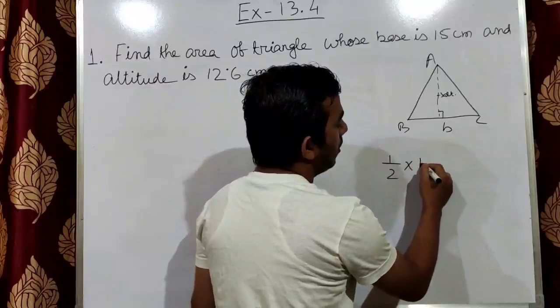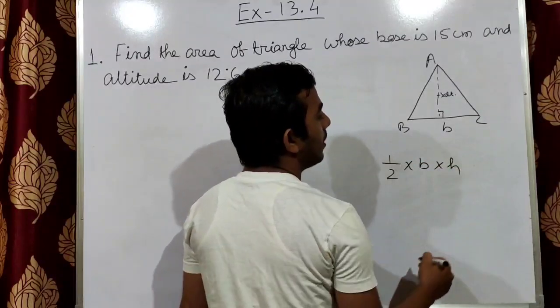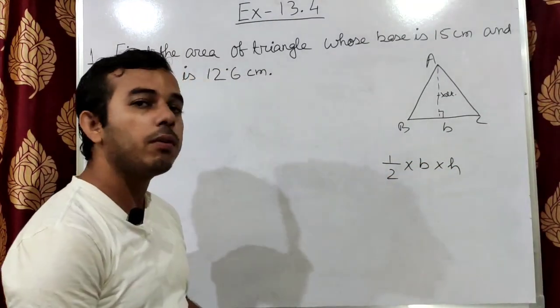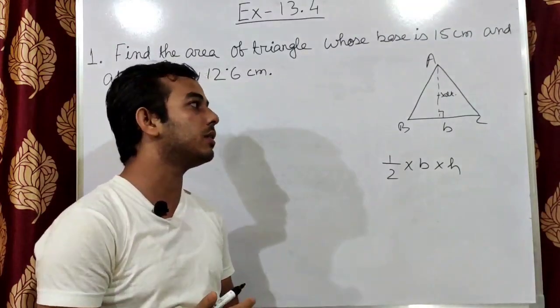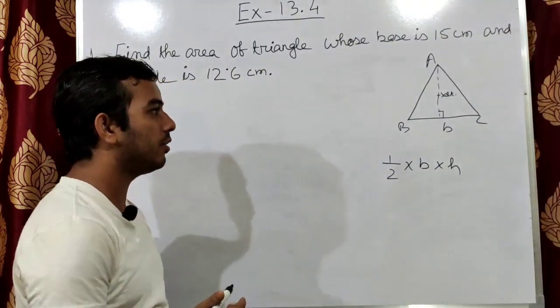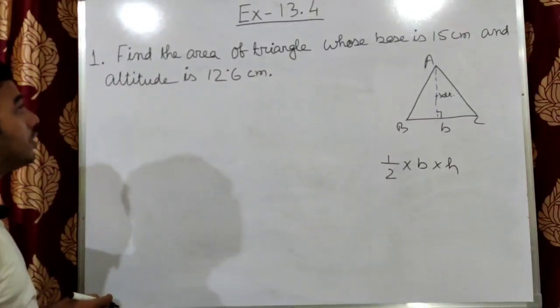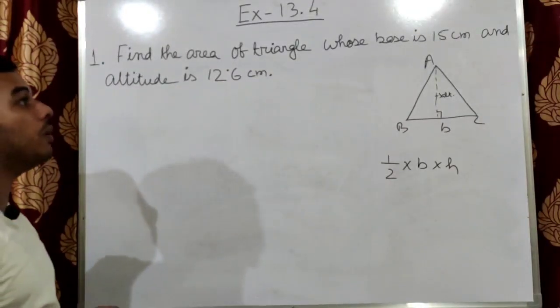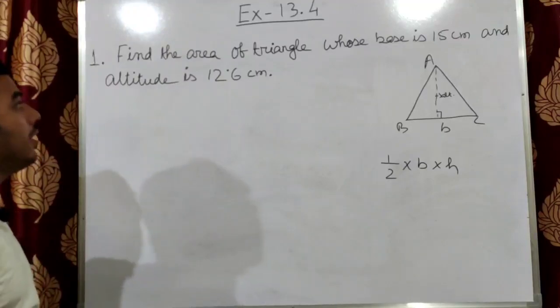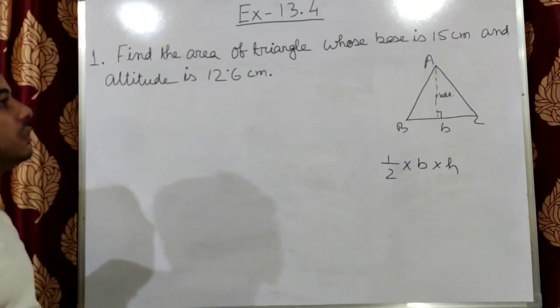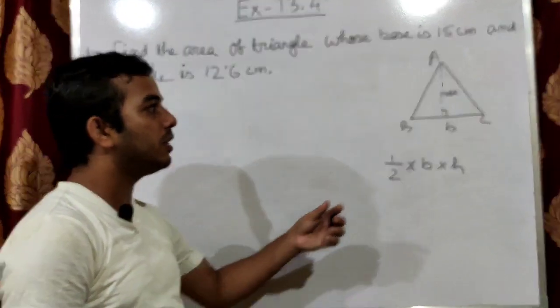So we found the area of the triangle like this, right? Half into base into height, and we found the formula from the parallelogram, or a quadrilateral. Clear? Okay, so now let's start our exercise. The first question is, find the area of a triangle whose base is 15 centimeter and altitude is 12.6 centimeter. Okay, let us consider this triangle.